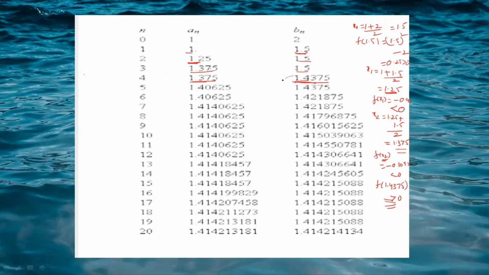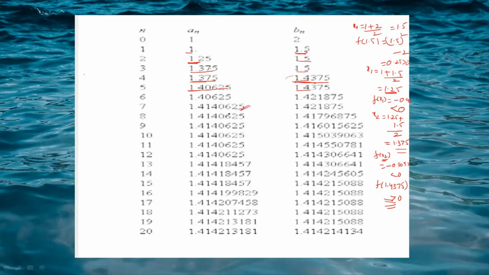Okay, again you should bisect it. You will get 1.40625. 1.40625 is less than 0. That's why the root lies between these two. Again bisect it. You will get 1.421875. You will get a positive value. That way it is in the place of B. Again less than 0, greater than 0. Again bisect it. You will get this value. This is less than 0. That's why it is here.